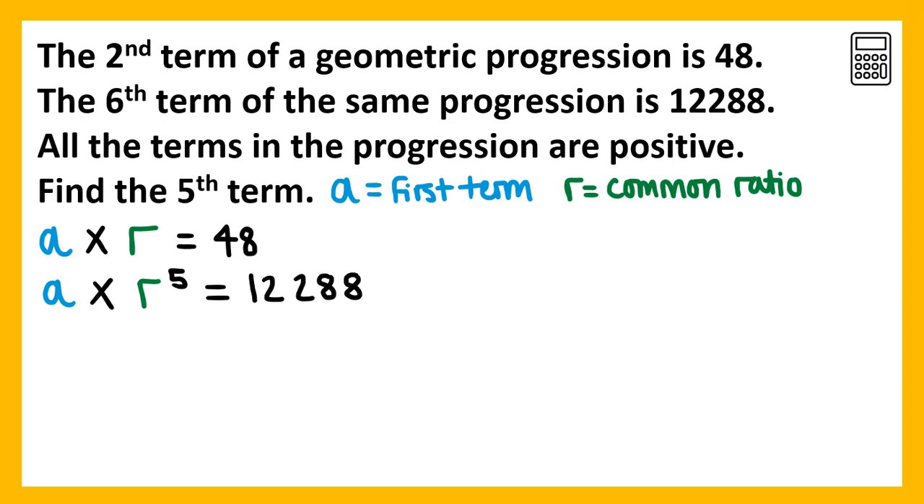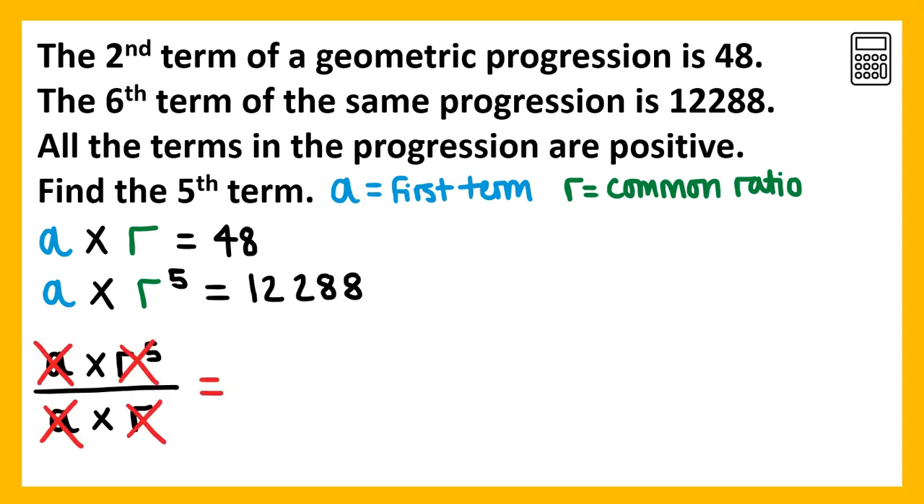I have simultaneous equations. If I do A multiplied by R to the power of 5 and divide this by A multiplied by R, the A's will cancel, and R to the power of 5 divided by R will give me R to the power of 4.